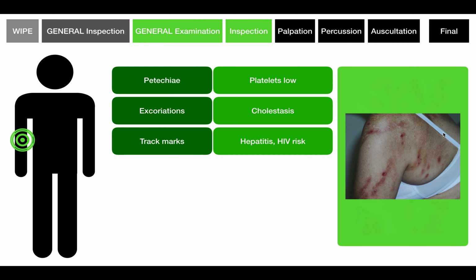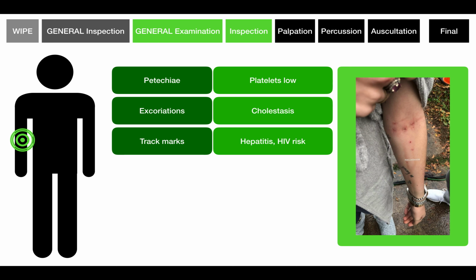Track marks, so you'll see these in intravenous drug users. So you're immediately thinking risk of hepatitis, risk of HIV. So you need to be thinking, how is this affecting the GI system? So you might say, I'm not seeing any excoriations, I'm not seeing any track marks. The examiner can stop you and say, why would you be worried about excoriations? You have to say, cholestasis, because unconjugated bilirubin could be deposited. Okay?